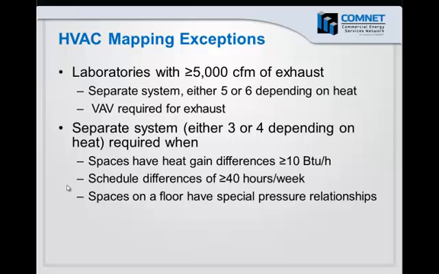The first exception applies just to laboratories, and any laboratory that has 5,000 CFM or more of exhaust. For such laboratories, they should be modeled in the baseline building with a separate system, either system 5 or 6, which is a packaged VAV. The difference is the heating source. So that's the first exception.